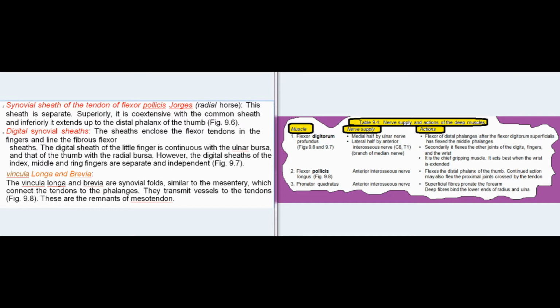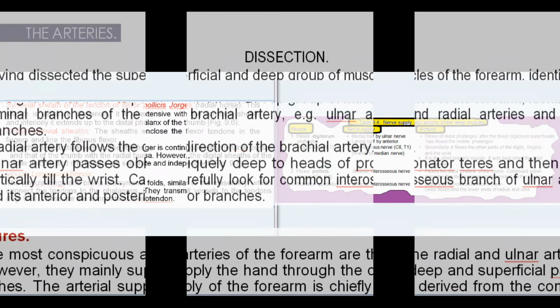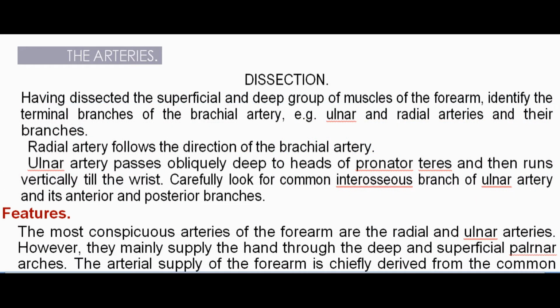Vincula longa and brevia. The vincula longa and brevia are synovial folds, similar to the mesentery, which connect the tendons to the phalanges. They transmit vessels to the tendons, Fig 9.8. These are the remnants of mesotendon.